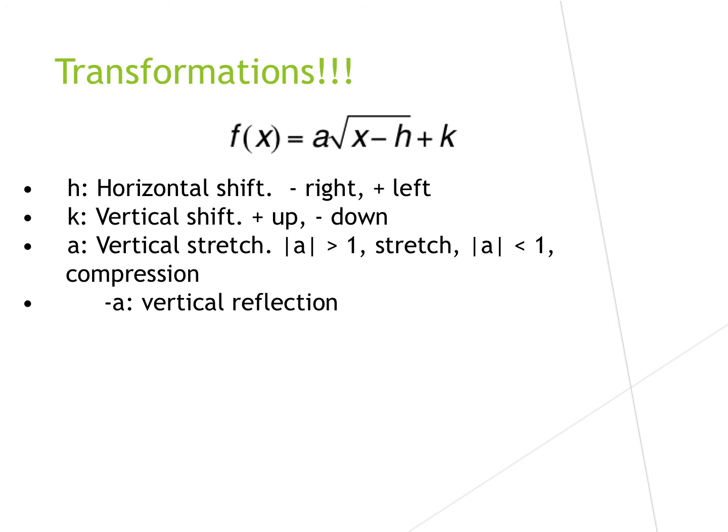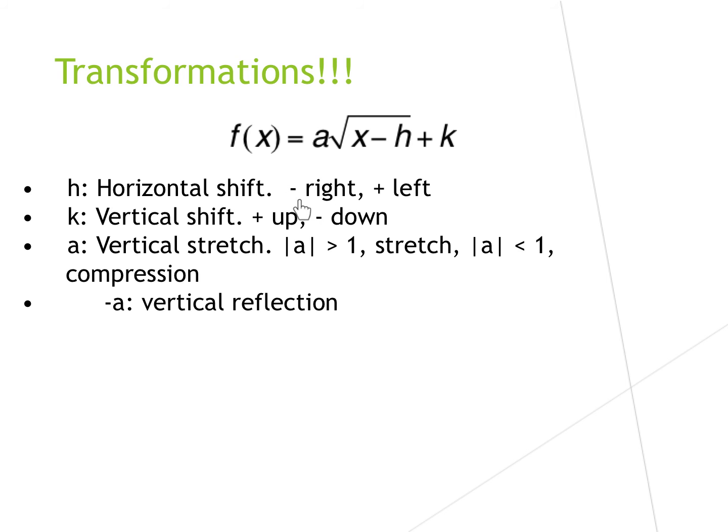All right, now let's talk transformations. In this format, we can follow this template. X will continue to be the variable, but then A, H, and K are going to be different constants that will affect how the graph is transformed from its parent function. The first one I want to talk about is H. This is your horizontal shift.